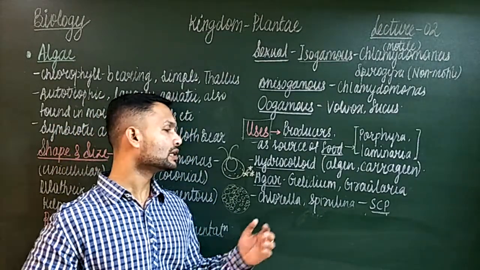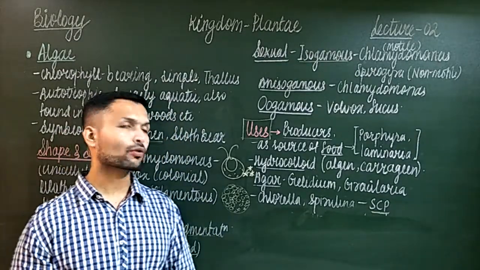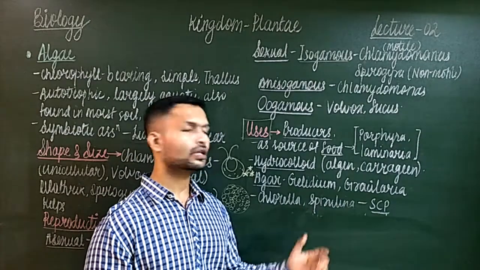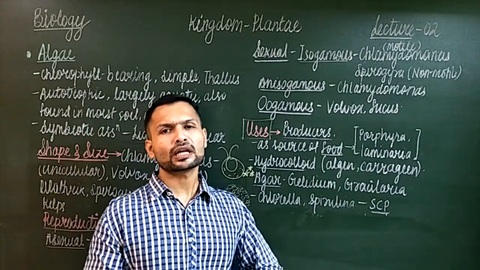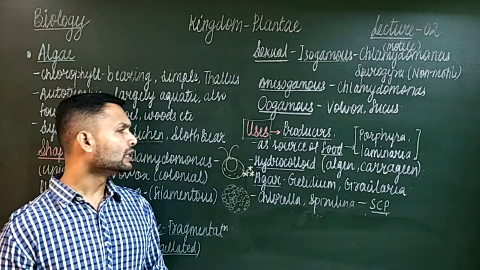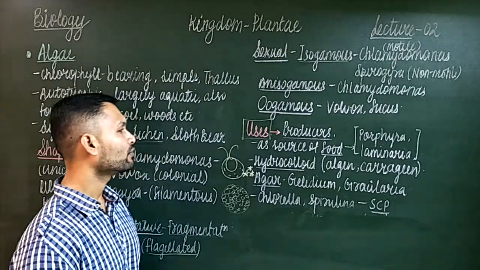Then they are also used by space travelers generally to have a proper diet over there. So they are good source of proteins, lightweight, powderish form hai, so they are easy to consume also. So these are some of the advantages or uses generally that we have of algae.